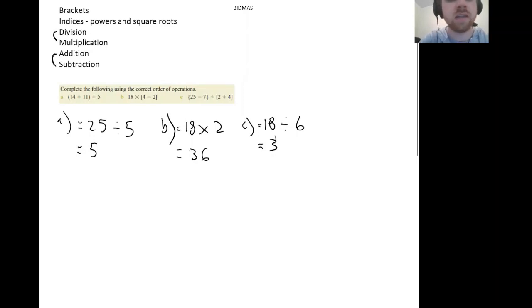Okay, so for each of these I showed 2 lines of working showing what I did and the order that I did it. That's what you need to do too when you do similar examples.